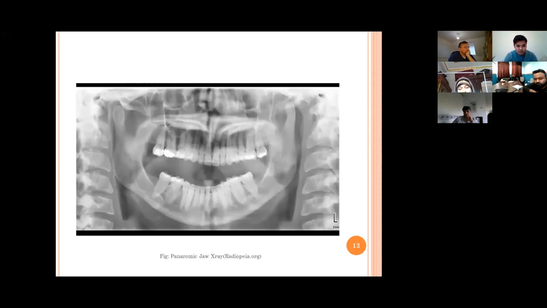So this is a figure of a panoramic jaw X-ray. Here we can see that on the right side there is TMJ dislocation.